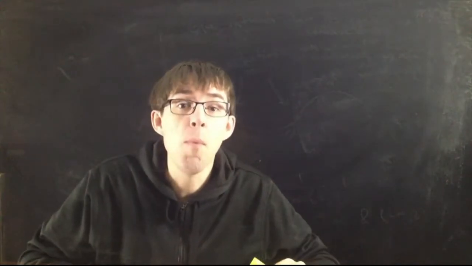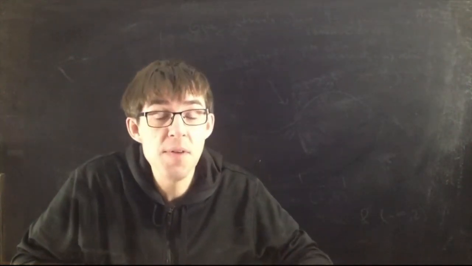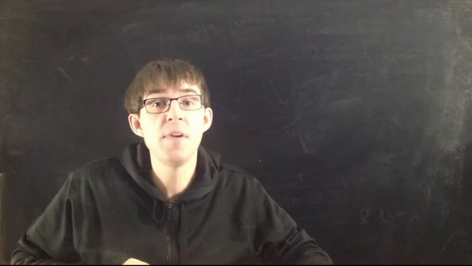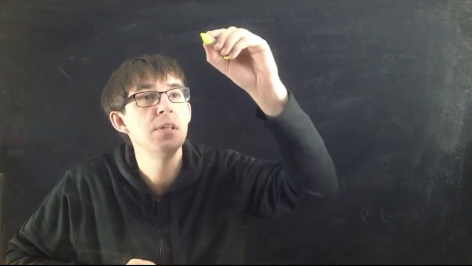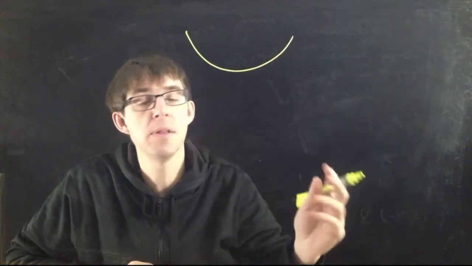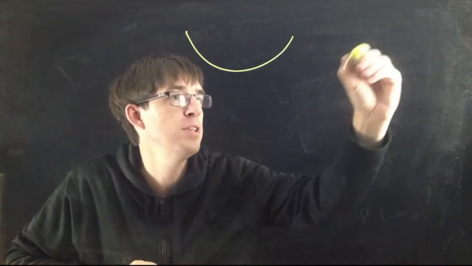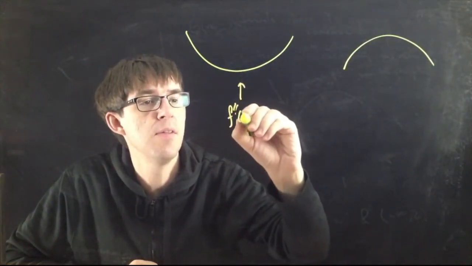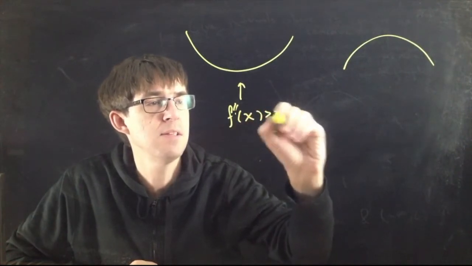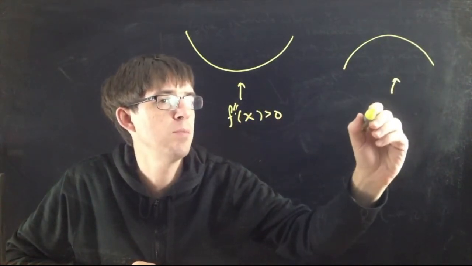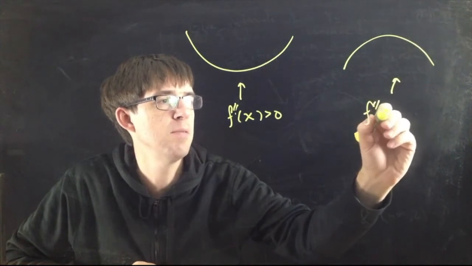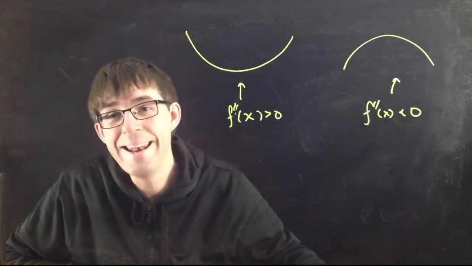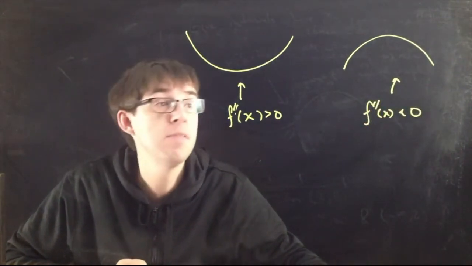Today we're going to talk some more about the second derivative. Remember, the second derivative measures concavity. That is the shape, be it the smiley shape or the frowny shape. The smiley shape indicates that the second derivative is positive, and the frowny shape is the one that indicates that the second derivative is negative. This is what the second derivative tells you.